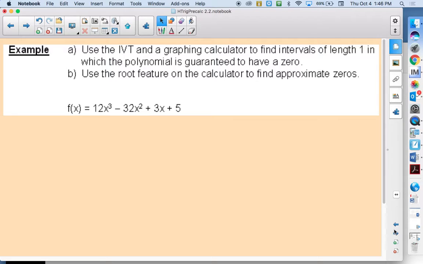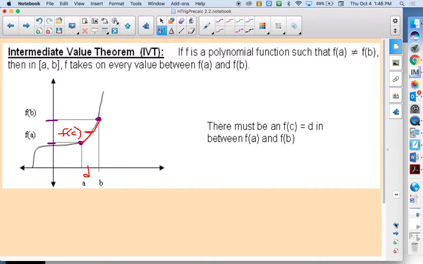So if you look at the example underneath, use the intermediate value theorem and a calculator. I'm telling you to use technology to find intervals of length 1 in which the polynomial is guaranteed to have a 0 or an x-intercept. That's what a 0 is. Length 1 means that interval from a to b has to be a distance of 1, like from 8 to 9. So we're going to find an interval with a distance of 1 where there's an x-intercept in the middle of that interval, because the intermediate value theorem can help us find x-intercepts.